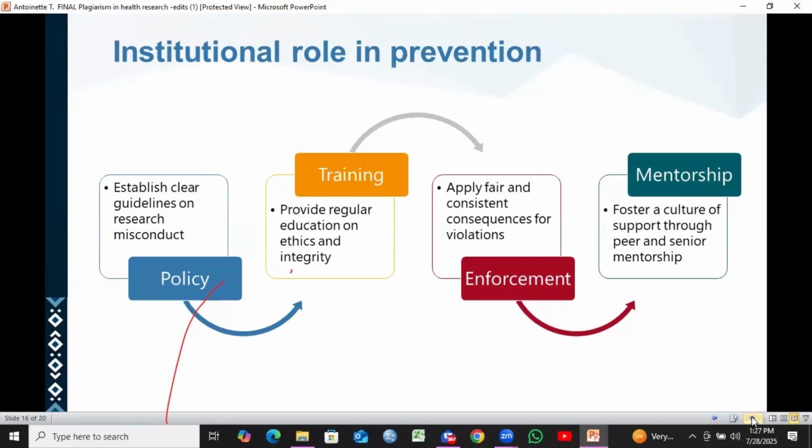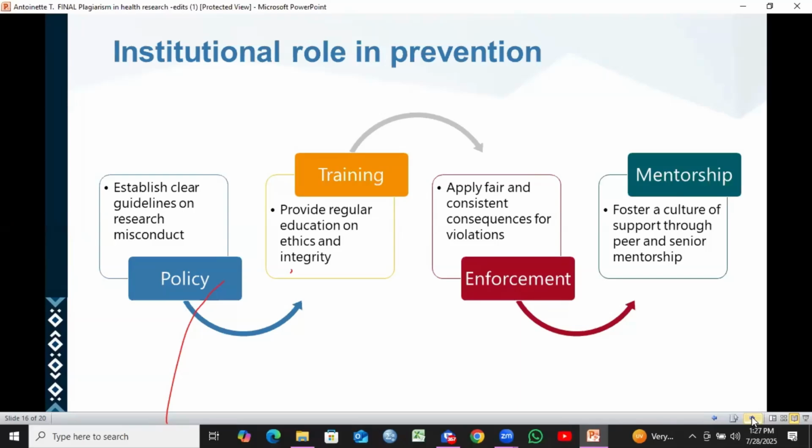So when you've trained them, now you are sure that they have the idea and the knowledge, and you can go to enforcement by applying fair and consistent consequences for violation, because you cannot apply consequences for violation without training the students or your employees of a research institution. After training them, you make sure that you apply fair and consistent consequences for violation, so that they are going to be on track. They will know that if they go against these guidelines and policies that were put in place, there are going to be consequences. With that, they are going to be on guard and more alert.